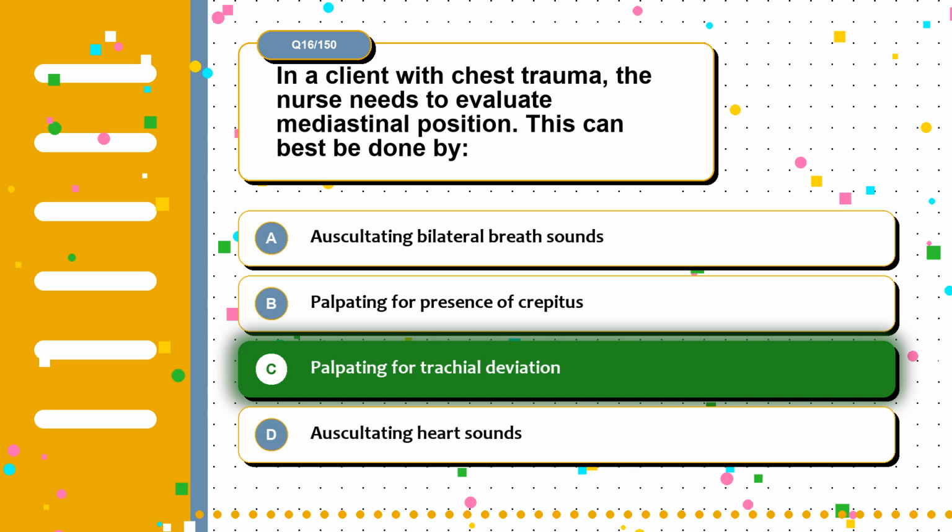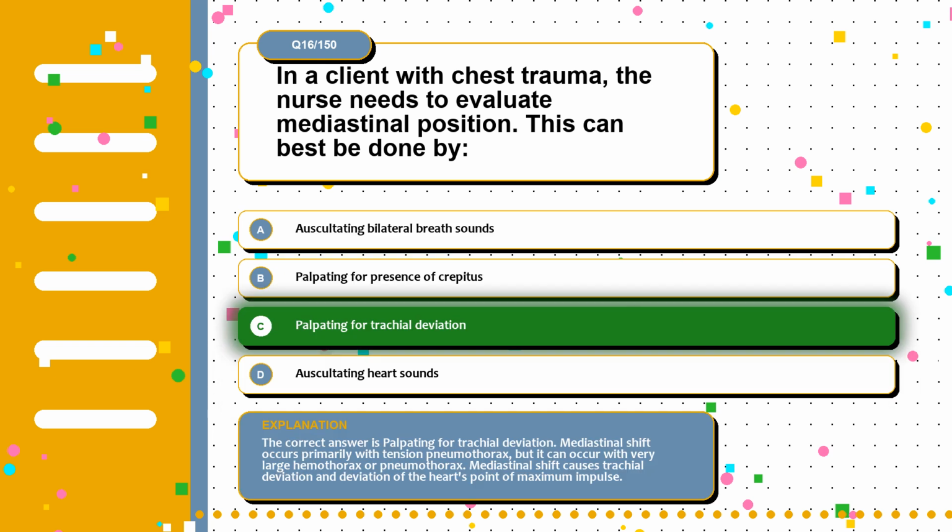The correct answer is option C, palpating for tracheal deviation. Mediastinal shift occurs primarily with tension pneumothorax, but it can occur with very large hemothorax or pneumothorax. Mediastinal shift causes tracheal deviation and deviation of the heart's point of maximum impulse.